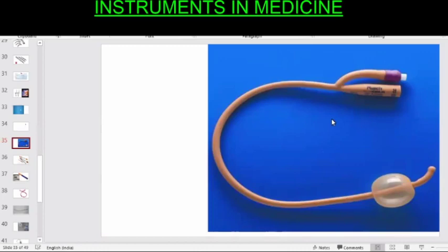So what are the uses where you will put a Foley's catheter? In case of urinary retention, spastic bladder, flaccid bladder, or in case of monitoring urine, we also put this and collect the urine for 24-hour urinary output. Then any other, sir?